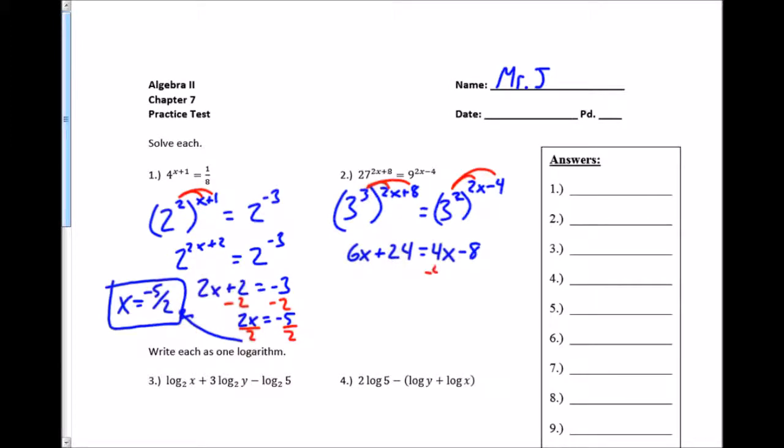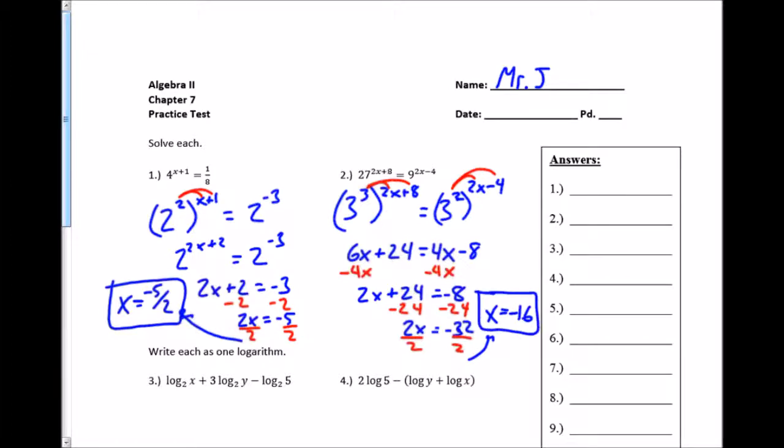I subtract the 4x from each side. So I get a 2x plus 24 equals a negative 8. I subtract the 24 from each side. So I find out that 2x equals a negative 32. And then I divide by the 2. Okay, so again, when possible, we want to rewrite this so that it has the same base on each side, which allows me to just set the exponents equal to one another. Okay?